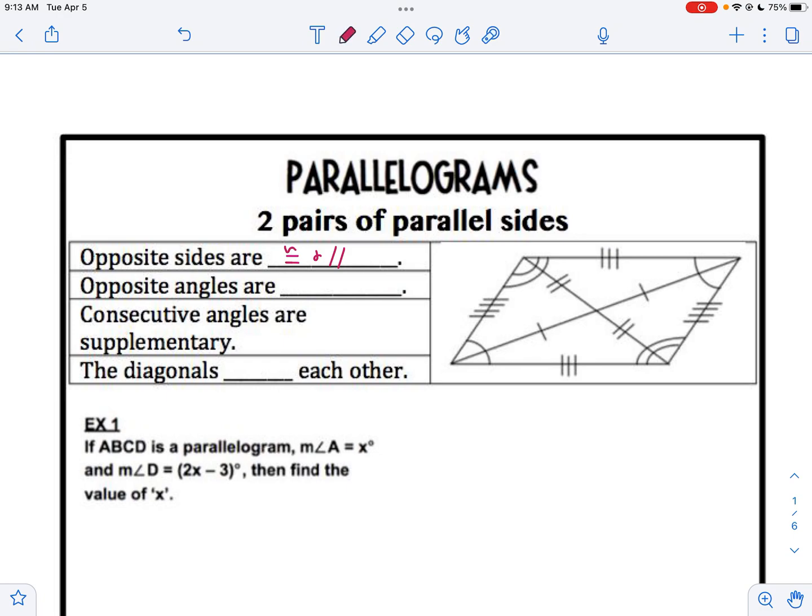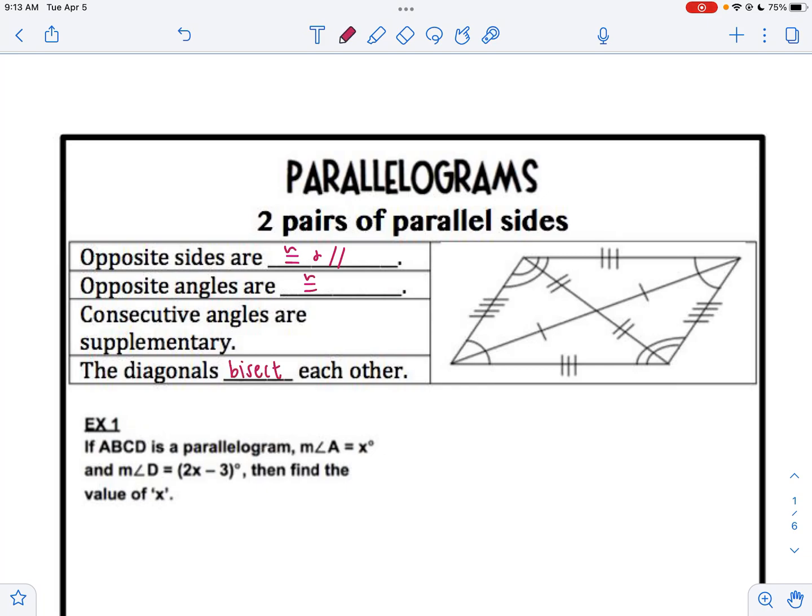The opposite angles in a parallelogram are congruent, so think it was like 80 and 80. The consecutive angles are supplementary. Consecutive just means next to each other, so we just took a look at that. And then the diagonals bisect each other.